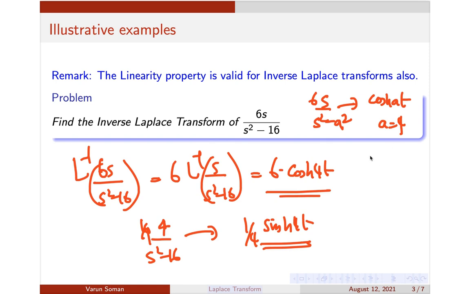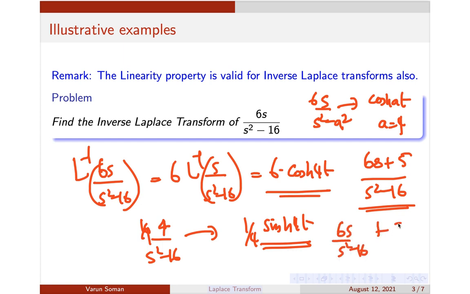This is a homework for you. Try to find the inverse transform of 6s plus 5 by s square minus 16. Again, apply your logic. We can split it as 6s by s square minus 16 plus 5 by s square minus 16. Now the rest of it, try to find by yourself, applying linearity and giving whichever constants are necessary.